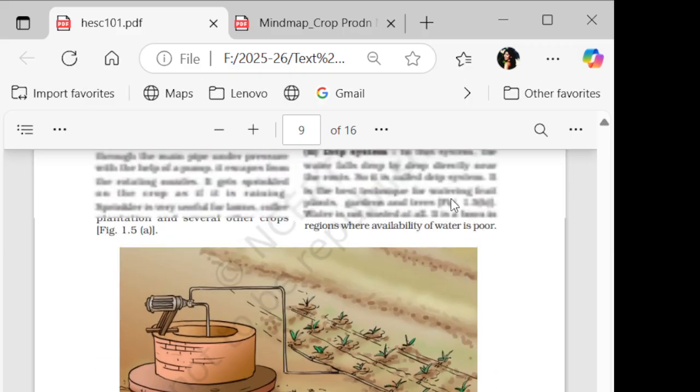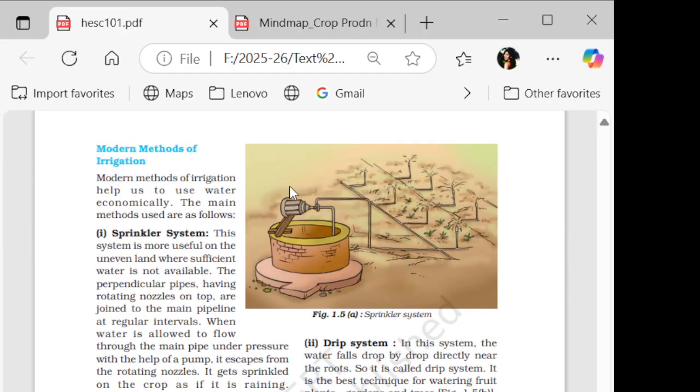Now see here, the sprinkler system. There is a fountain kind of thing, and this keeps on moving round in the field, and it gives water in a way like how we have a shower in our bathroom, right? So that way the water falls down on the ground. This device, the sprinkler, has perpendicular pipes having rotating nozzles on the top, and they are joined with the main pipeline, and it goes round and round, and like a shower, the water falls down on the field.